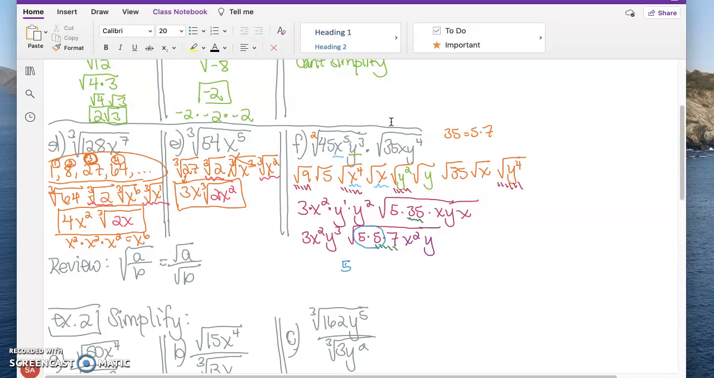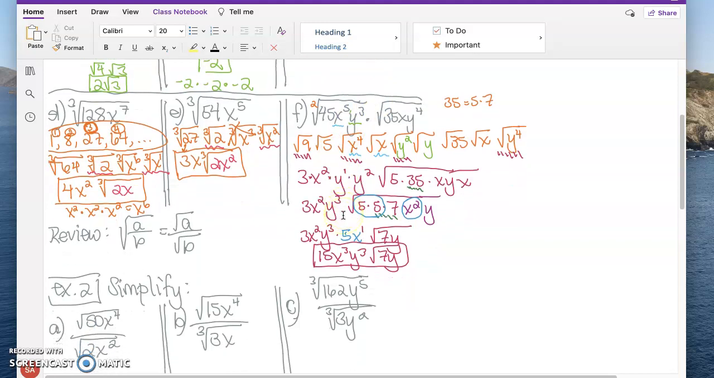I can also take out, this is something times itself, x squared, so I can take that out as an x. And then everything else I'm going to keep the same. I have 3x squared y to the third in front of that, and then I didn't do anything with the 7 or the y under the radical. So last thing, just multiplying these together. Okay, so remember adding the exponent on the x squared, and x to the first. Ooh, that's a long one, right?